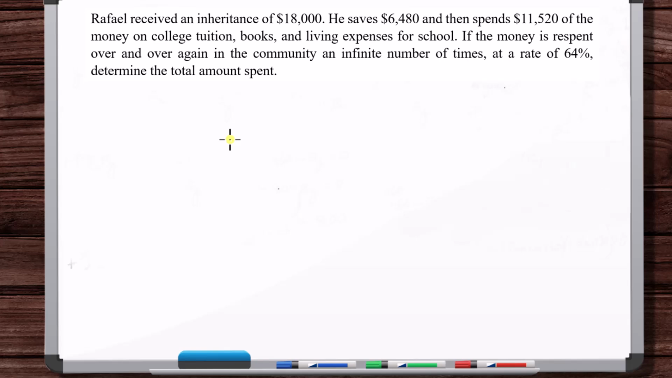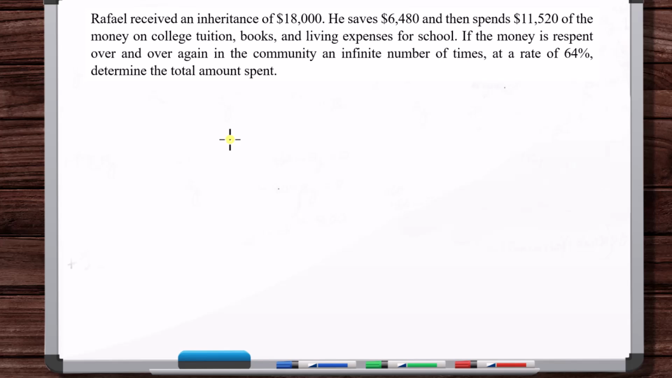Okay, Raphael received an inheritance of $18,000. He saves $6,480 and then spends $11,520 of the money on college tuition, books, and living expenses for school. If the money is respent over and over again in the community an infinite number of times at a rate of 64%, determine the total amount spent. Okay, so this is kind of a confusing question.